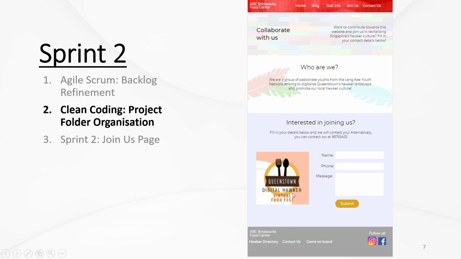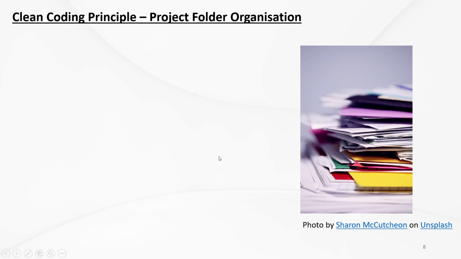That's all for our first agenda item. Now let's go to the next agenda item, which is the project folder organization. Before we start, we need to understand that clean code goes beyond the code itself. It also applies to how we organize the code, in other words, the files that contain the code.